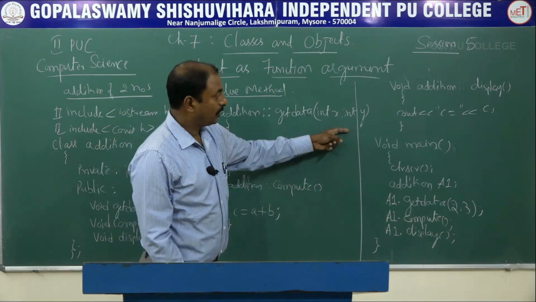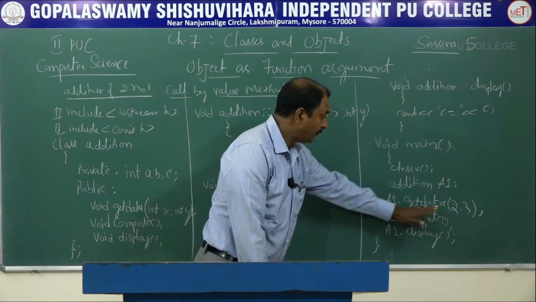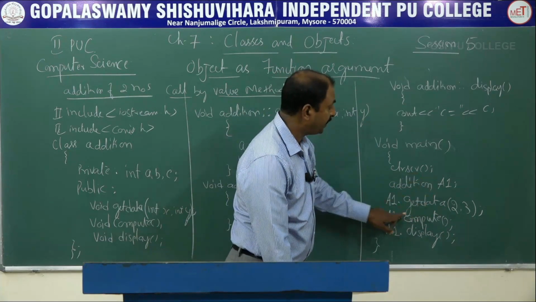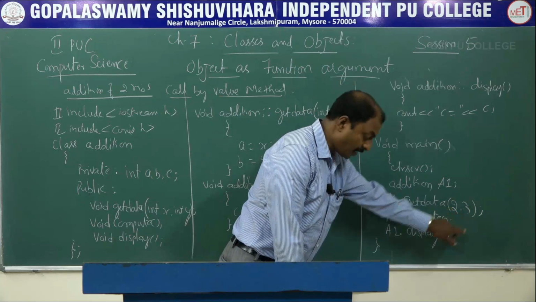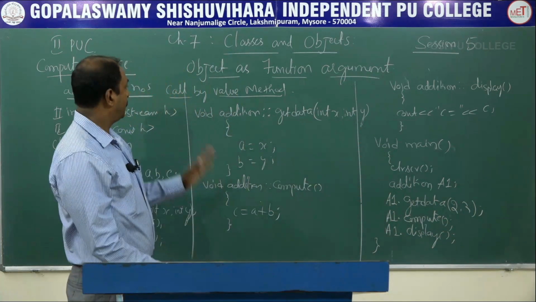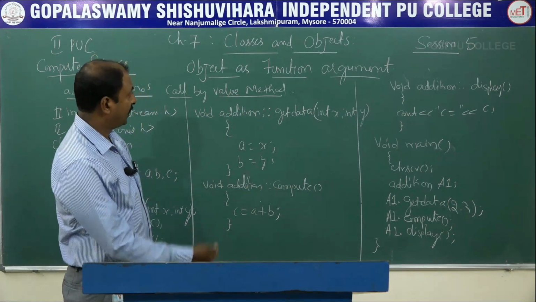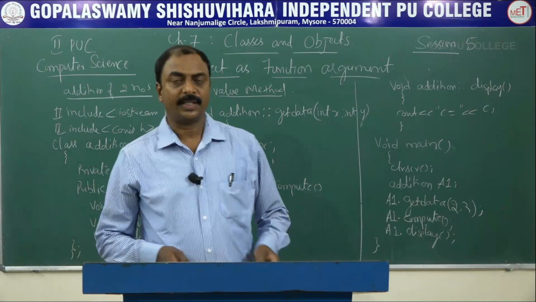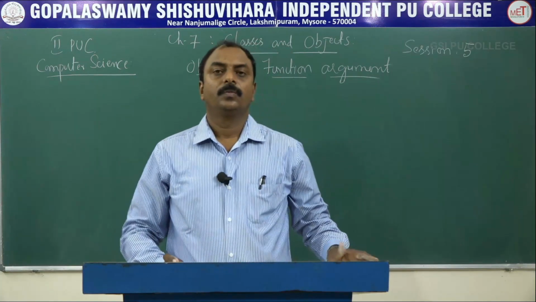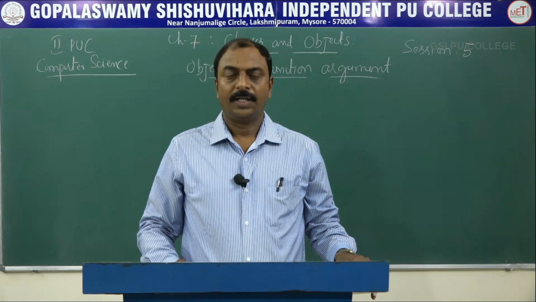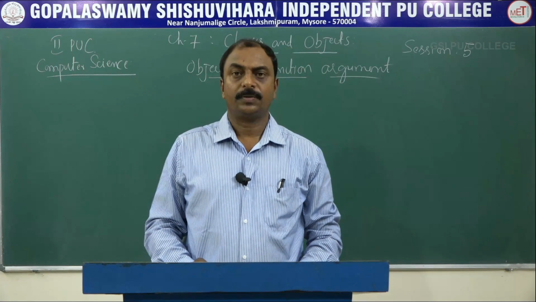So here, when you observe inside the main function, we call a1, the name of an object, and get data, and you have to give the values of two variables x and y, here 2, 3. So that is the meaning of call by value method: it works with a copy of the data. Now let me explain one more example for object as a function argument. Students, let me explain the concept of object as a function argument with one more simple program.